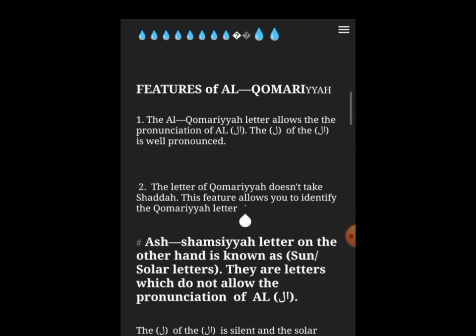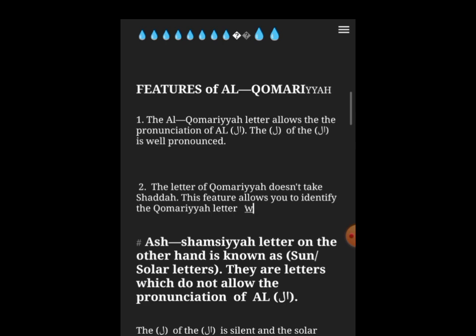That's what shadda looks like, something like this. You find something like this on top of the consonant. Basically, shadda means pressure. You apply pressure on the letter. Shadda means two letters are combined together, and definitely they are thicker. You have to add more pressure to pronounce them.